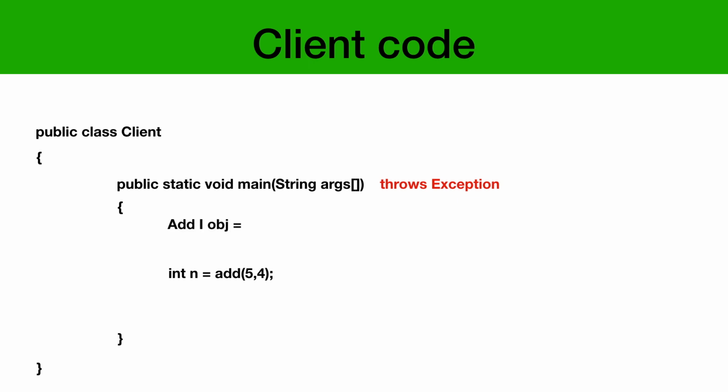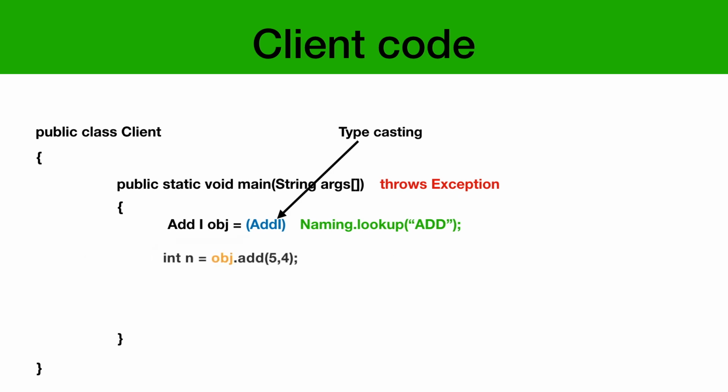But the implementation is in the server code, for which we need to use a caption to look up the object using the registry. For that, we use the lookup method, which is a static method of the Naming class. The lookup method returns an object of the server, which we need to typecast to the interface's object type. Now we are calling the add method through the object obj and we are printing the result onto the console.